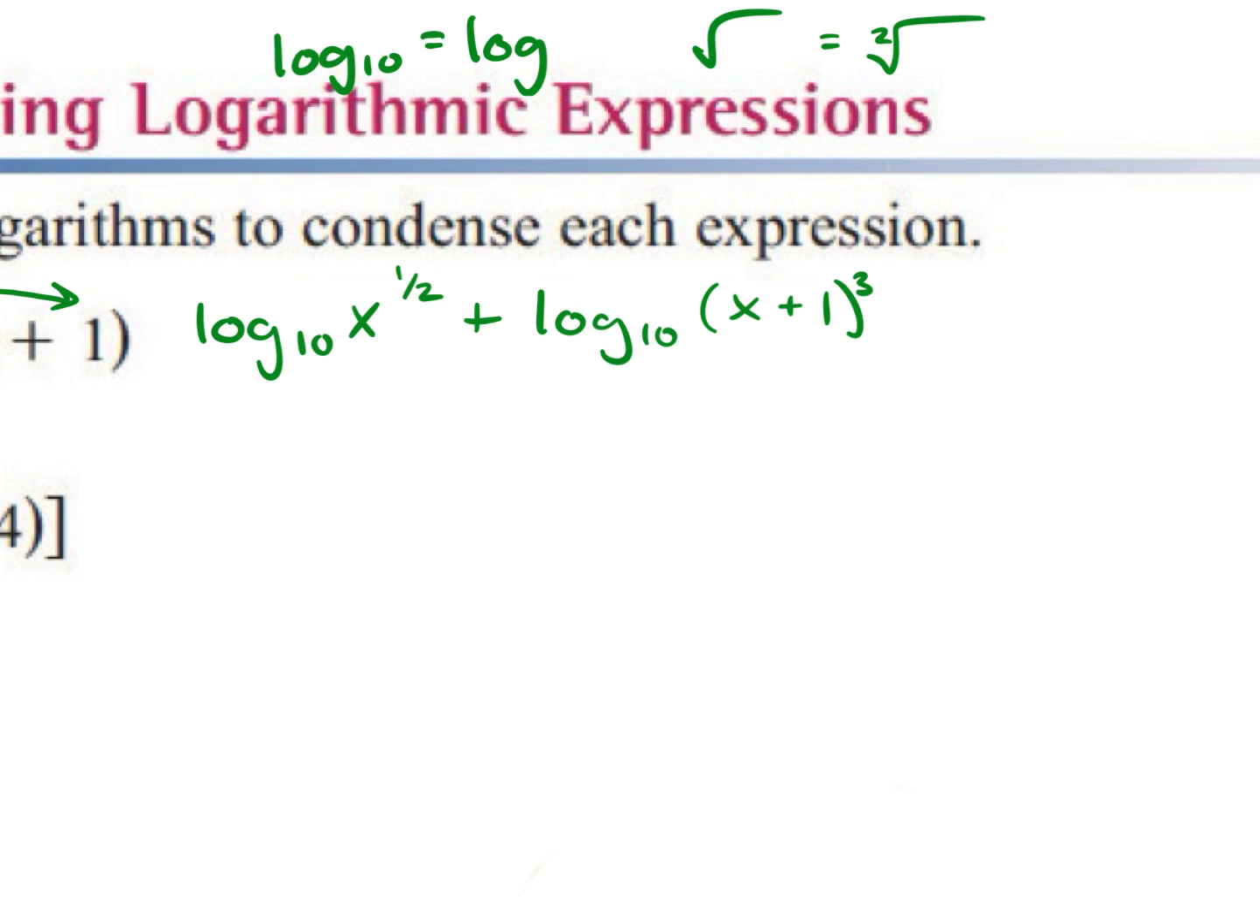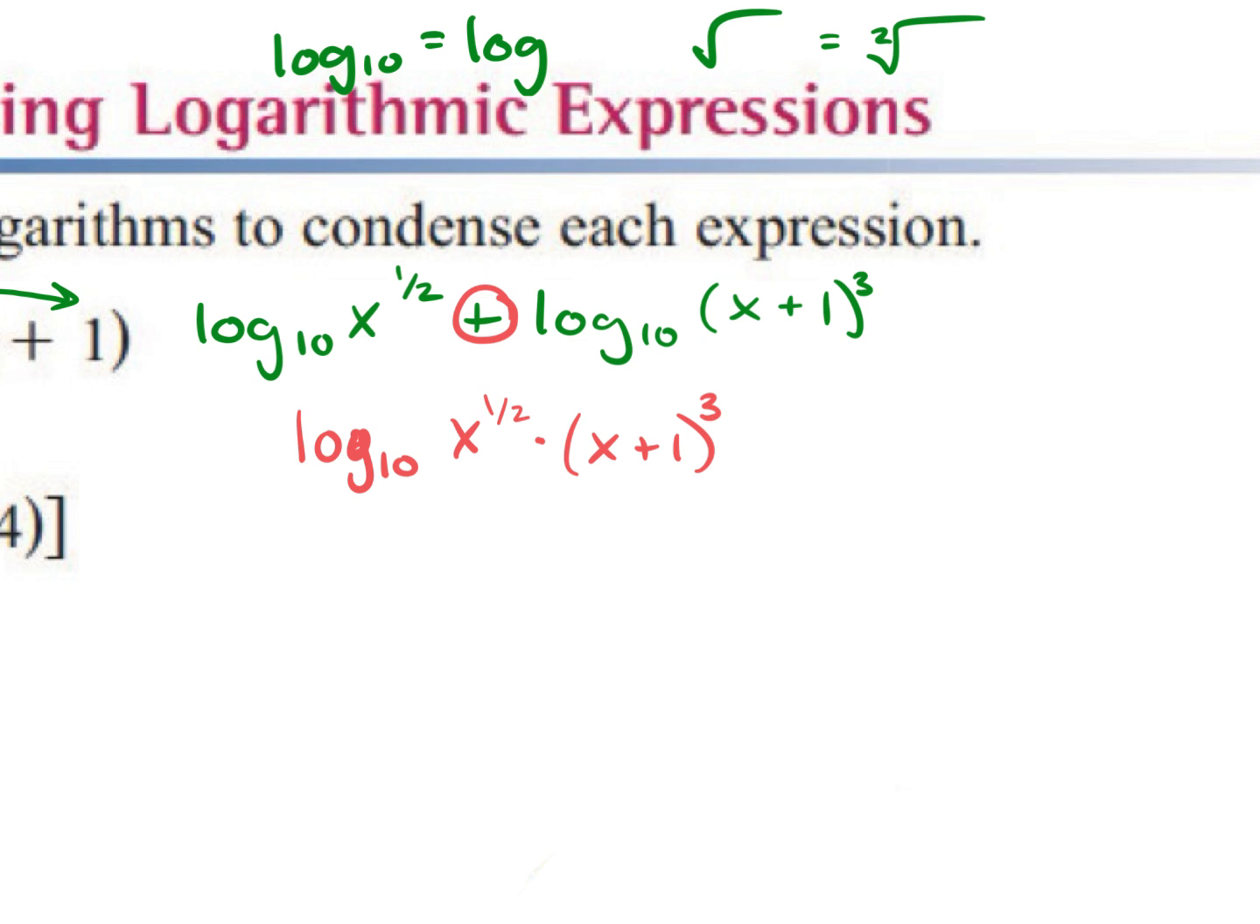Let's see. What else can we do to condense this? Remember, our goal is the single log. So how can we combine these together? What goes with addition? Multiplication. So we're going to combine our logs together by multiplying what we're taking the log of. So log base 10 of x to the 1/2 power times x plus 1 cubed.